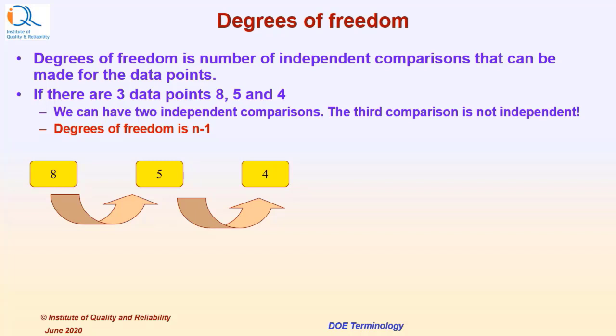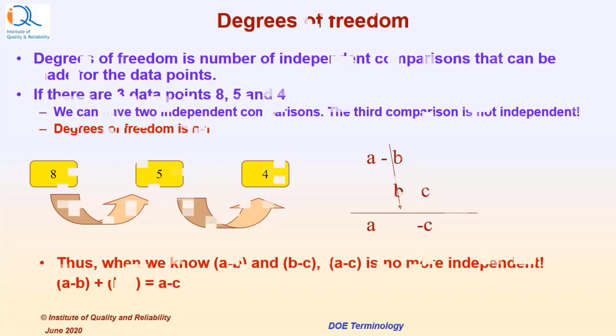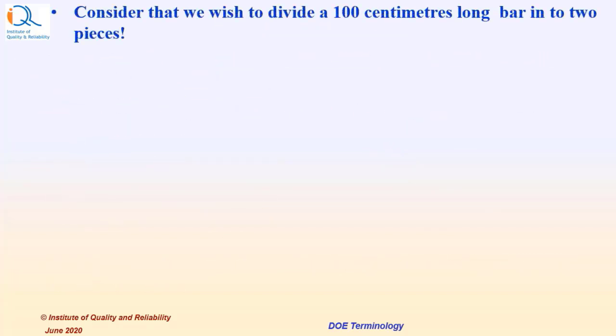In general, let us say that we have 3 numbers a, b and c. So the first comparison between a and b will be a minus b. The comparison between b and c will be b minus c. Now if we add the 2 comparisons, b gets cancelled and we automatically get the third comparison a minus c, which obviously is not independent. Therefore, the degrees of freedom for the 3 numbers a, b and c would be 2. Thus, when we know a minus b and b minus c, a minus c is no more independent as b gets cancelled. Let us see a simple illustration.